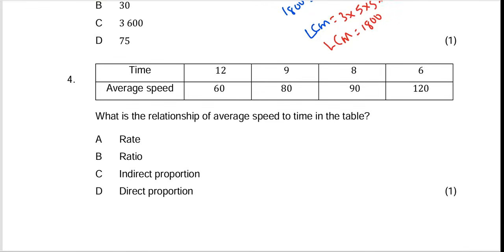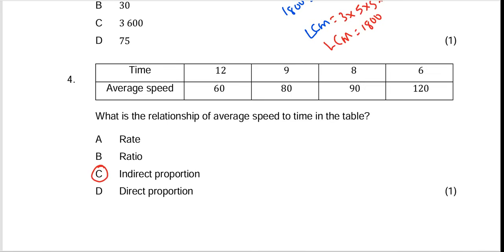What is the relationship of average speed to time in the table? Number one, rate. Number two, ratio. Number C, indirect proportion. Number D, direct proportion. The answer is indirect proportion.